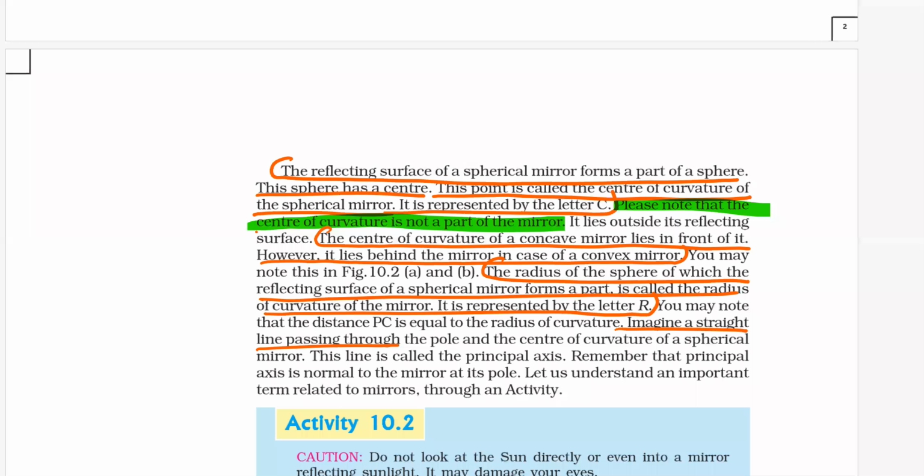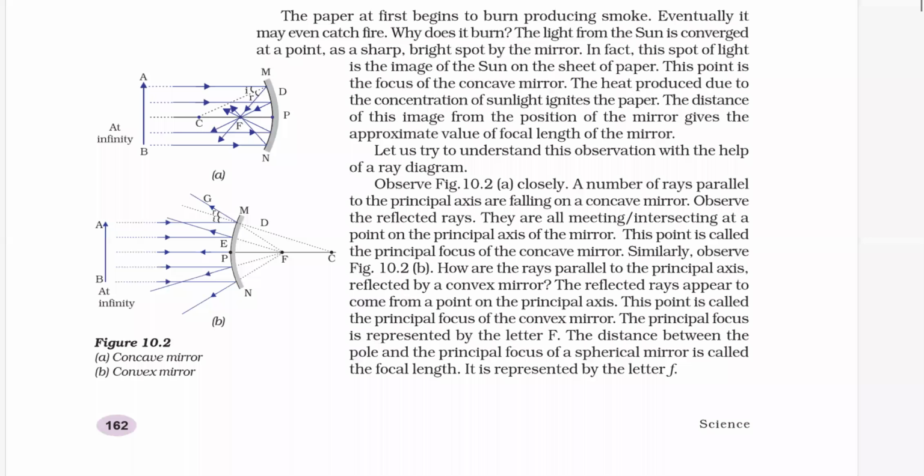Imagine a straight line passing through the pole and center of curvature of a spherical mirror. This line is called the principal axis. So underline till there. Suppose this is a concave mirror. Suppose a large number of parallel rays are allowed to fall on it. After reflecting from the mirror, all these rays will meet at a point. This point is called the focus.